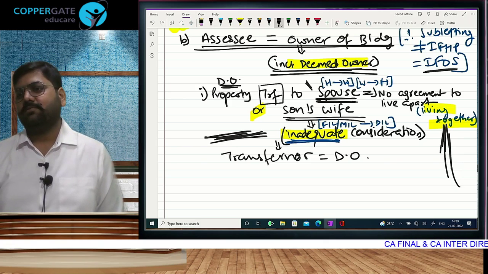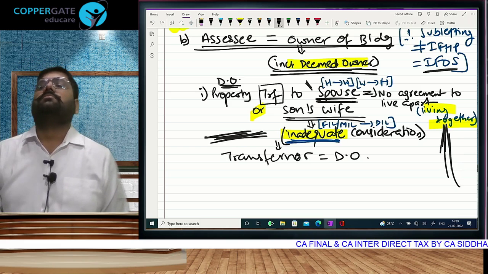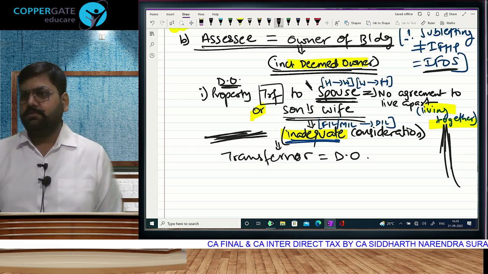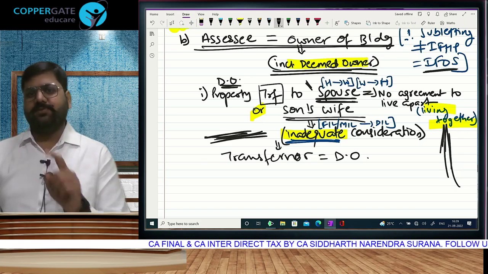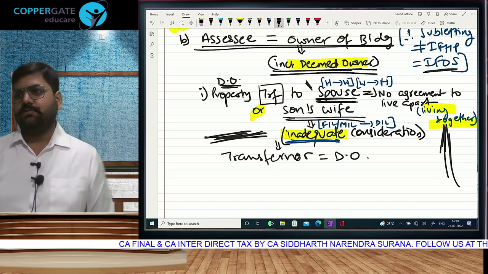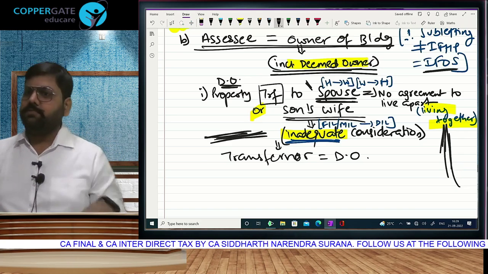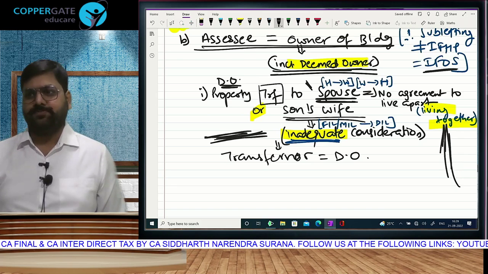So even if it has been transferred earlier for inadequate consideration, at that time she was not the spouse. I'm saying later the person becomes the spouse. So from that time onwards is it going to be applicable? Not applicable. So for this to be applicable, you should be husband-wife at the time of transfer. And at the time of income. Otherwise you transfer to anybody on the planet, and this point cannot apply. The transferee has to be spouse or son's wife.